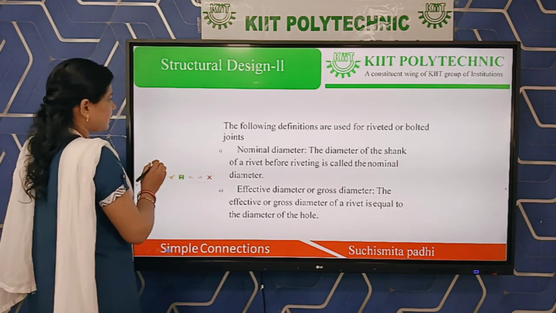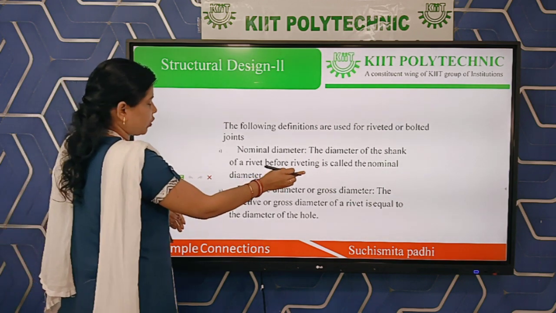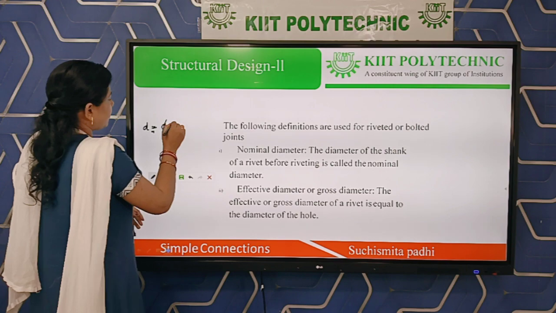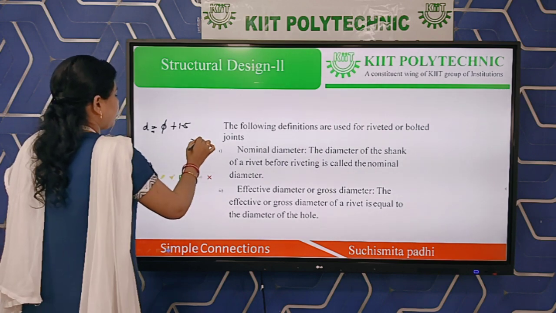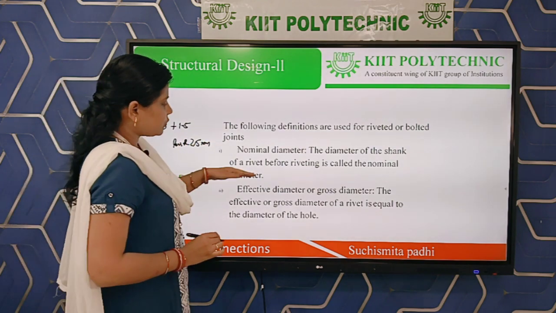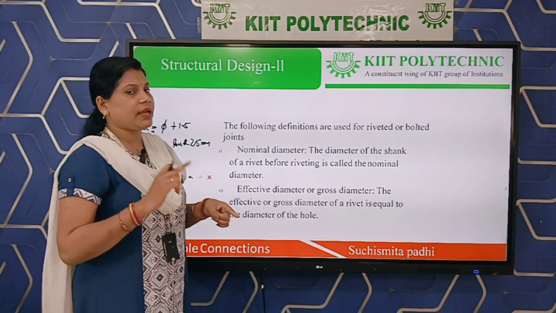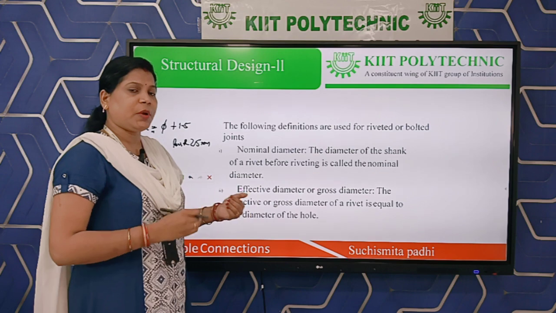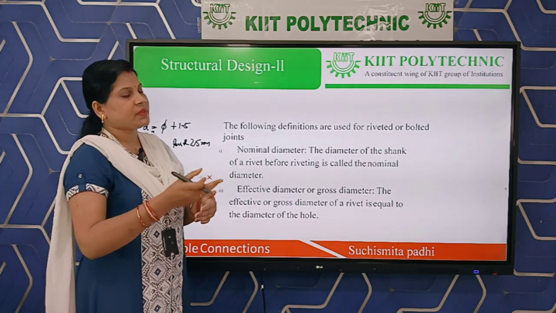So there is a formula to calculate the gross diameter. Gross diameter equals nominal diameter plus 1.5 when the diameter of the rivet is less than 25 millimeter, and gross diameter equals nominal diameter plus 2.5 when the diameter of the rivet is greater than 25 millimeter.